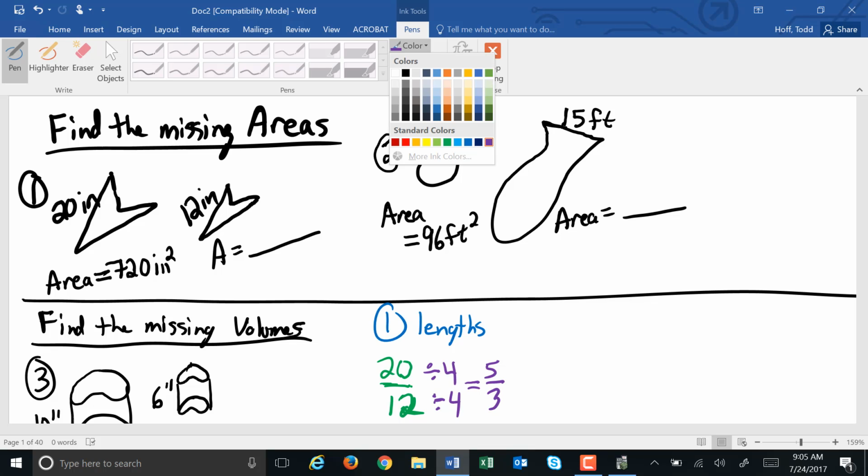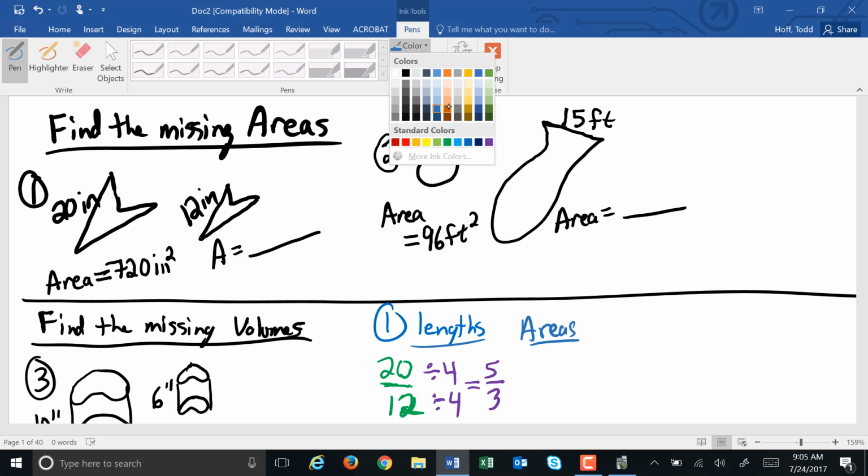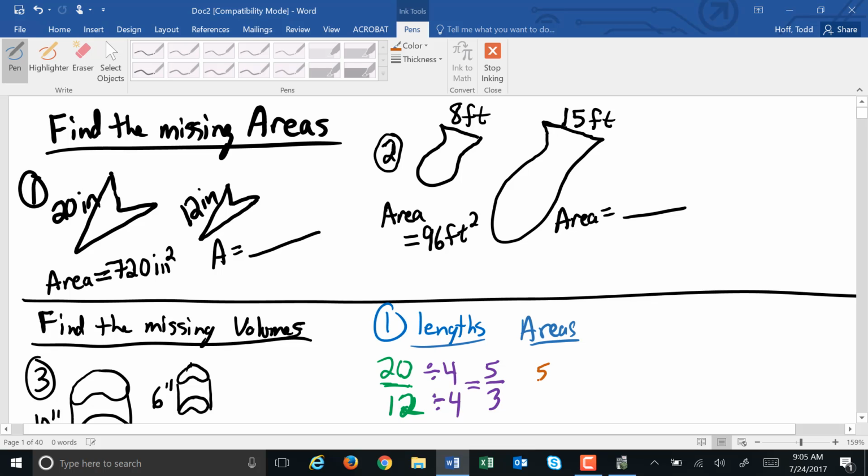Now we need to find a relationship between the areas. How do I find the ratio of areas? Well, I've got to deal with the ratio of lengths, so I've got to get the ratio first before the 720 does us any good. I've got to square it. Perfect. 5 squared, 25, and 3 squared, 9. So that's my ratio of areas, 25 over 9.